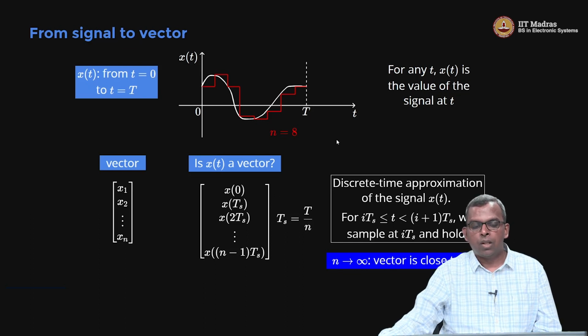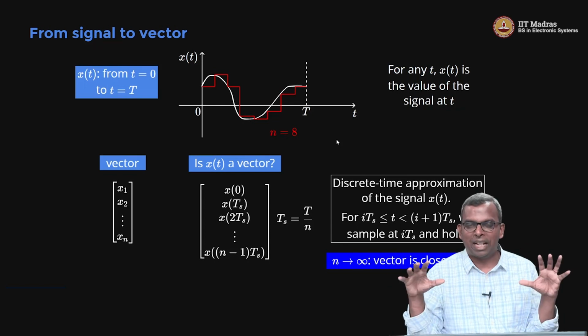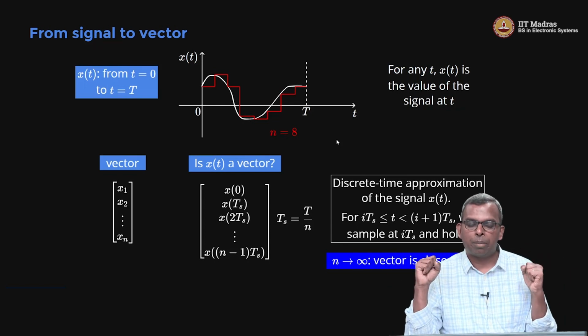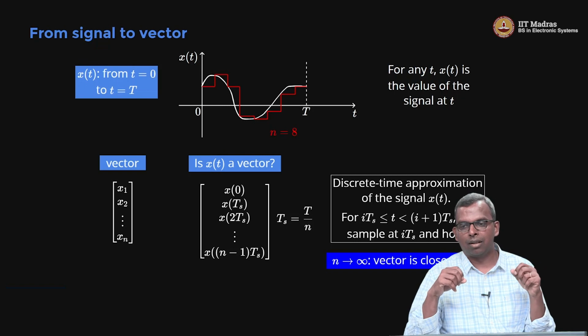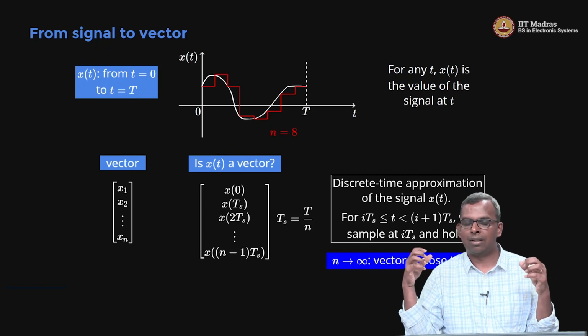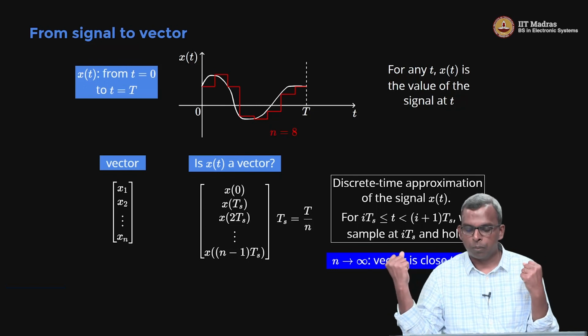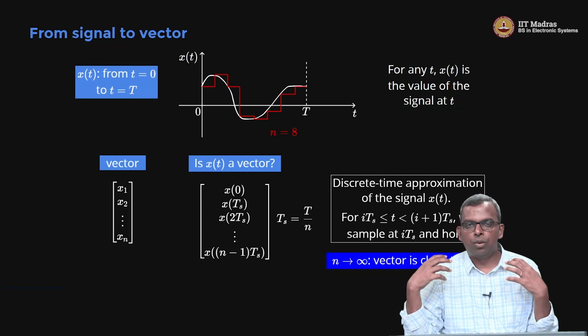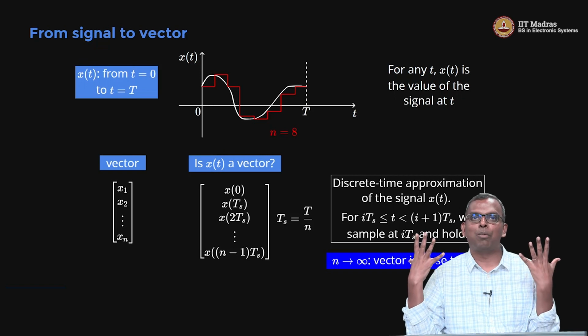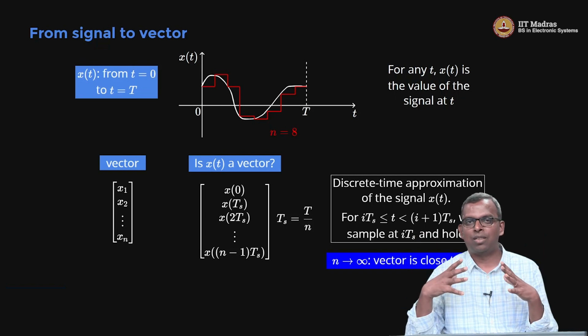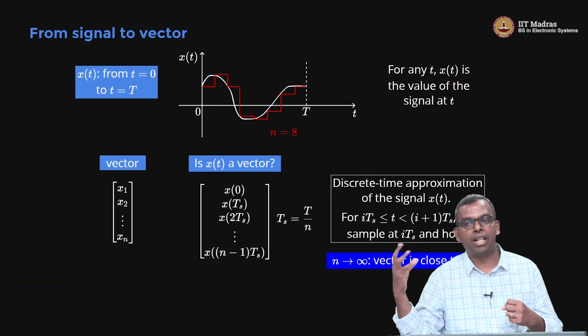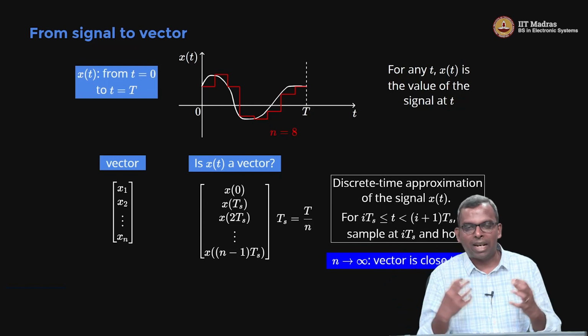So one little hint of an idea that we are getting here is, if you want to represent a signal where the variable you're thinking of is real valued, taking a continuum of values, then you have to think of an infinite number of coordinates in your vector. So the dimension has to go towards infinity. It cannot be finite dimension.